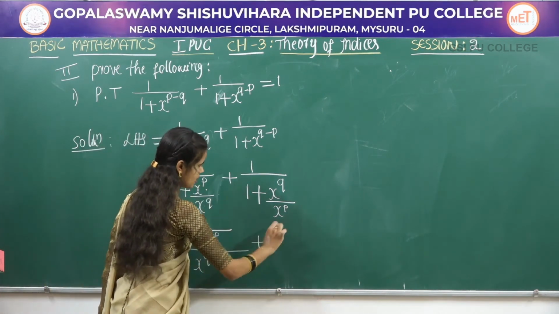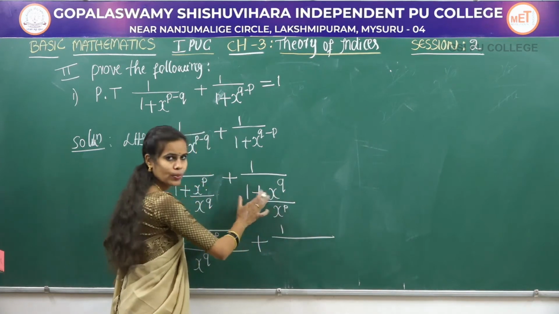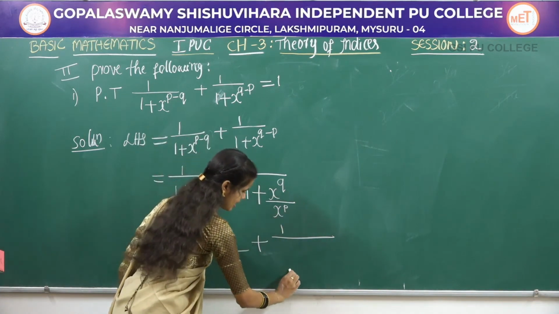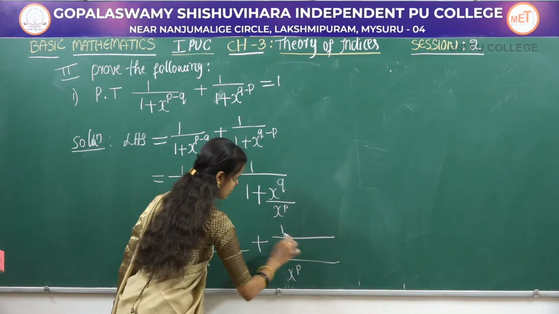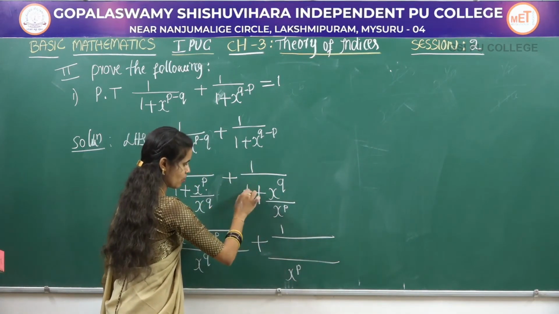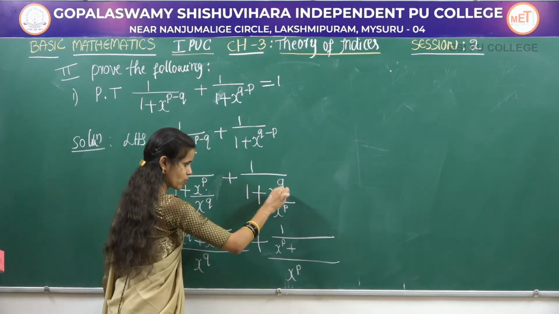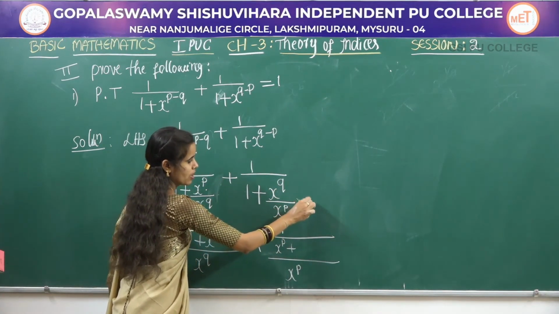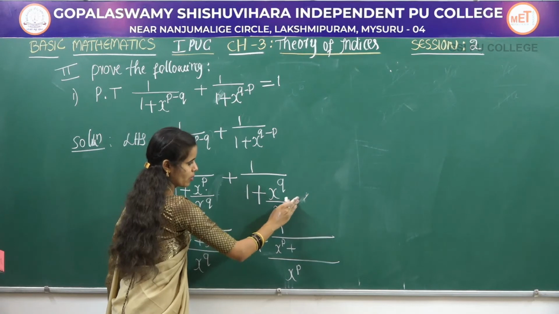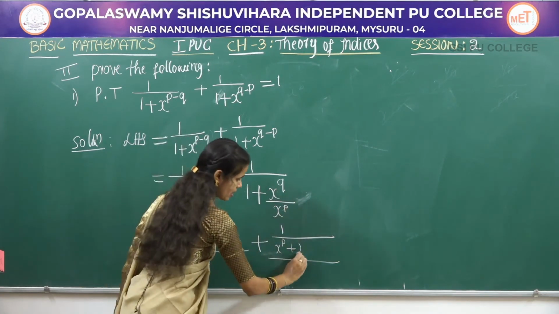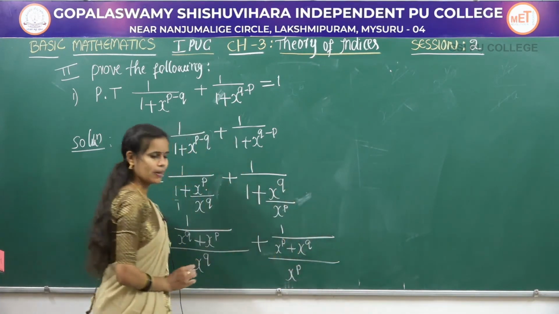Okay. Plus 1 by, here also add these two terms. So the LCM is here x to the power of p. So multiply each term by the LCM. 1 into x to the power of p, x to the power of p, plus x to the power of q by x to the power of p into x to the power of p, x to the power of p gets cancelled. So the remaining term is x to the power of q.